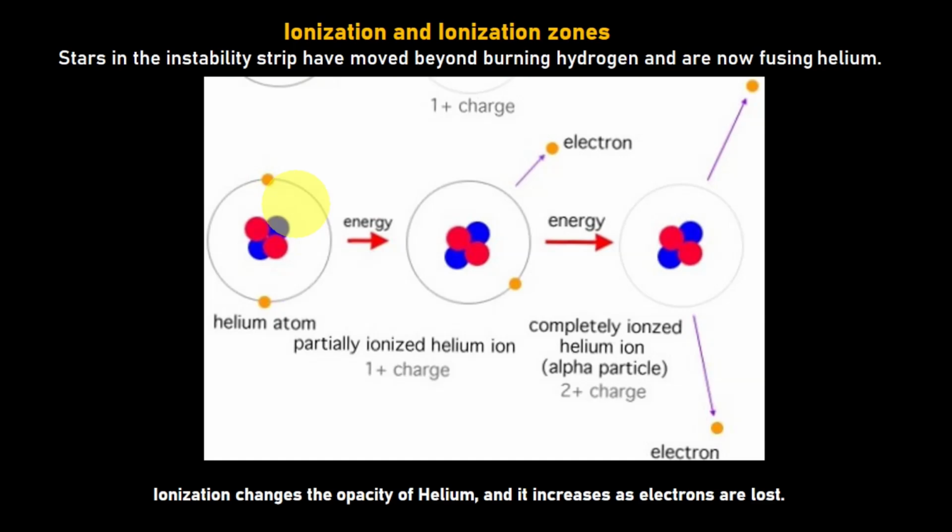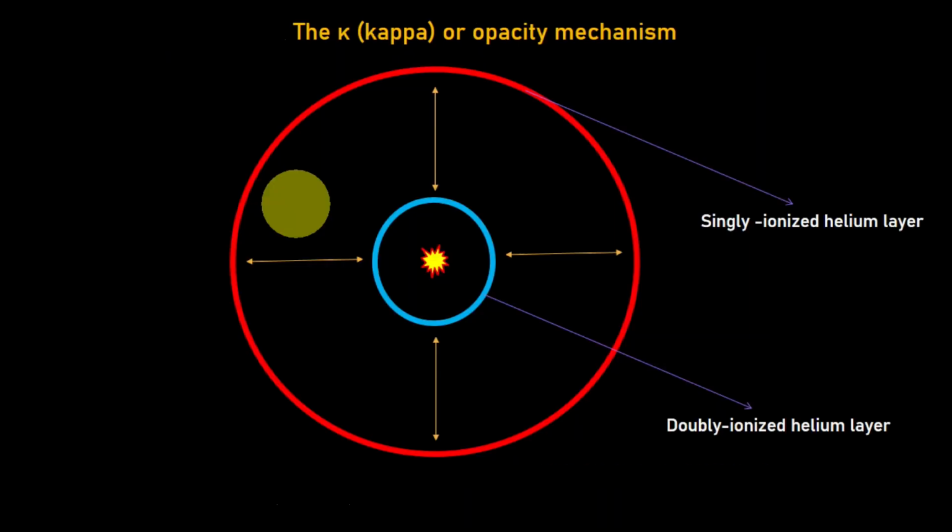So this idea is going to play a very big role in the next thing I'm going to be explaining, which is the Kappa mechanism. Here is the diagram of a star, maybe a Cepheid. What I'm about to explain also applies to Cepheids and RR Lyrae stars. Here's the core of a star, where the helium fusion takes place. Here's the first layer and here's the second layer. I'm just going to use these two layers.